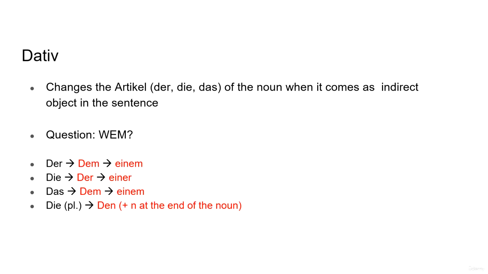So we have der and das into dem and einem. Die is going to be der and einer. And the plural is den with an N at the end of the noun. See, I told you it's more complicated than accusative, where you only change der. But we are going to go through it.